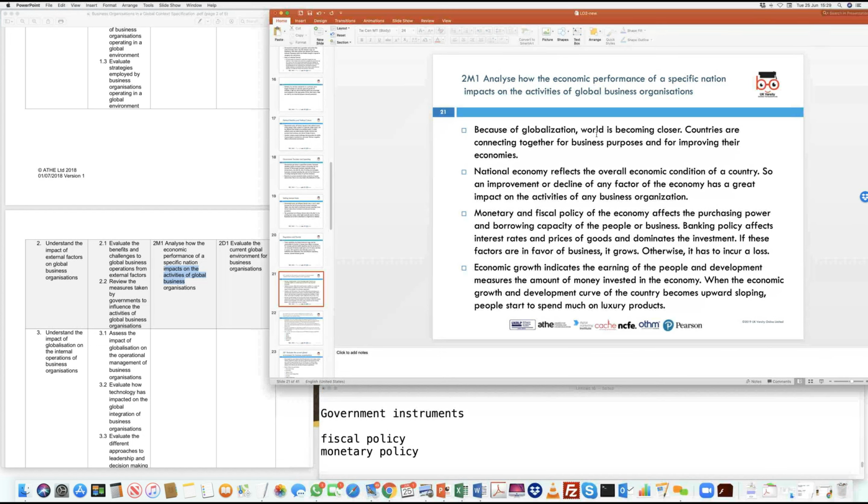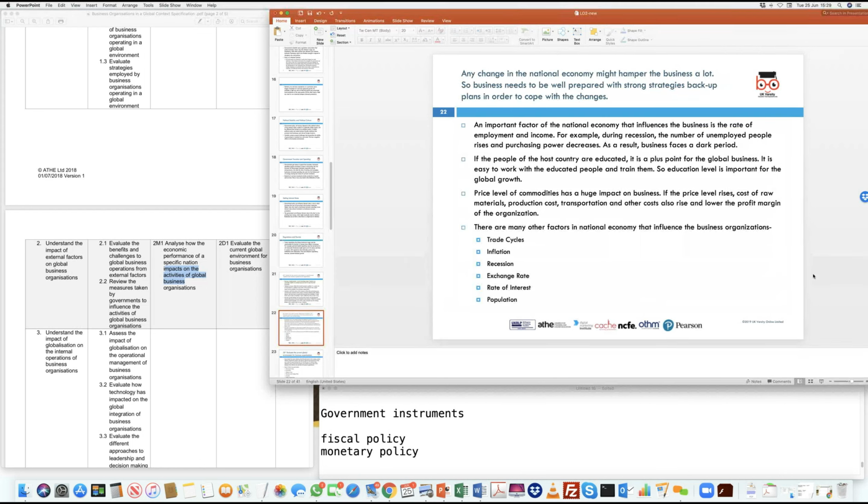So if we look at globalization, lots of companies are now having businesses in different countries. Now, in order for the businesses to grow, the governments look at creating these favorable conditions by introducing changes to their monetary and fiscal policy. So that is what you need to understand to cover this particular task. And let's look at some of the terms that we discussed: inflation, recession, exchange rate, rate of interest. These are basic things which the government will tinker with or change in order to ensure that the performance of the economy continues to grow.